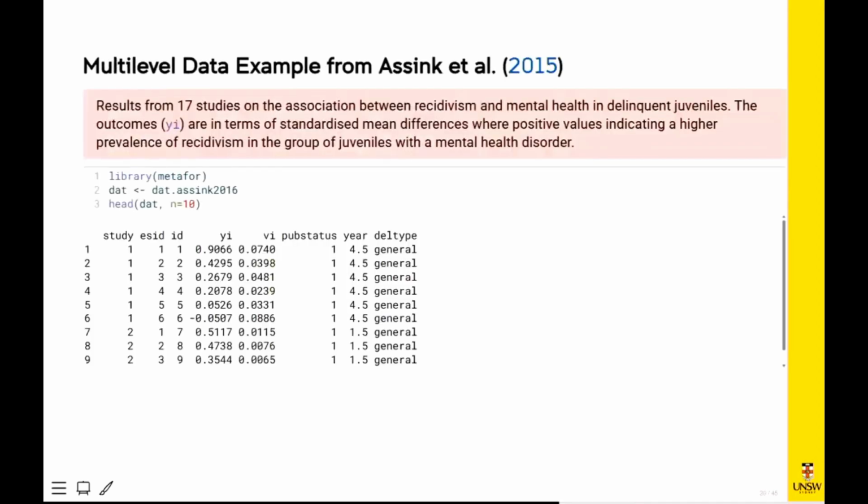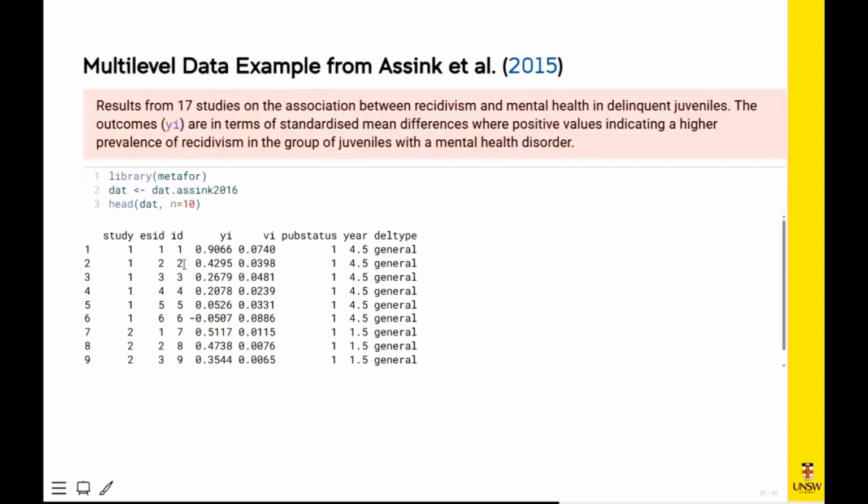So here's a quick example. These are results from 17 studies on the association between recidivism and mental health in juveniles. The outcomes are in terms of standardized mean differences, where positive values indicate higher prevalence of recidivism amongst those individuals with a mental health disorder.